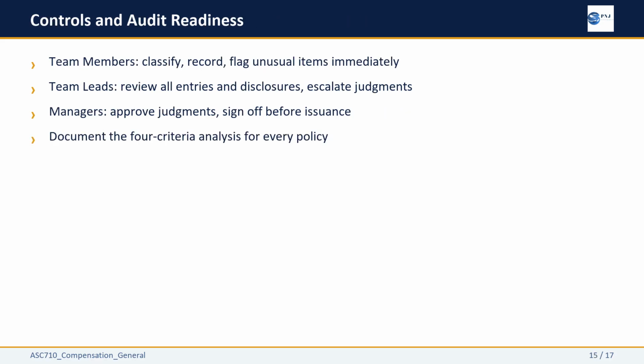The controls framework places clear accountability at each level. Team members record and flag. Team leads review and escalate. Managers approve and sign off. No judgment-based conclusion stays at the team member level. And for audits, the documentation auditors want most is the 4 criteria analysis for each absence policy, the employee-level vacation listing tied to HR, and the evidence of employee communication for any restructuring.